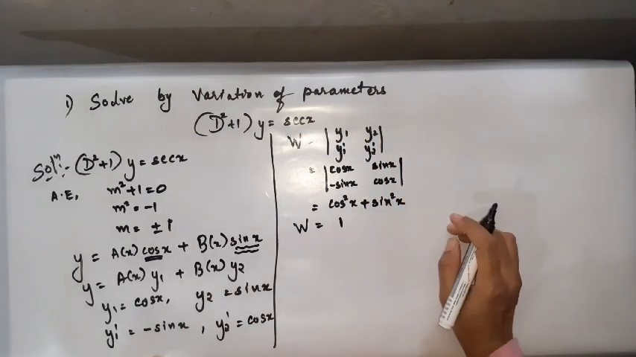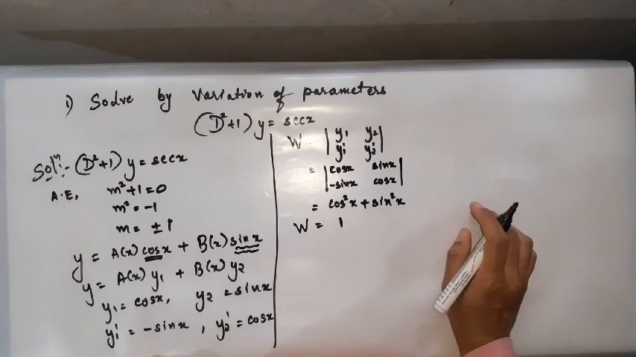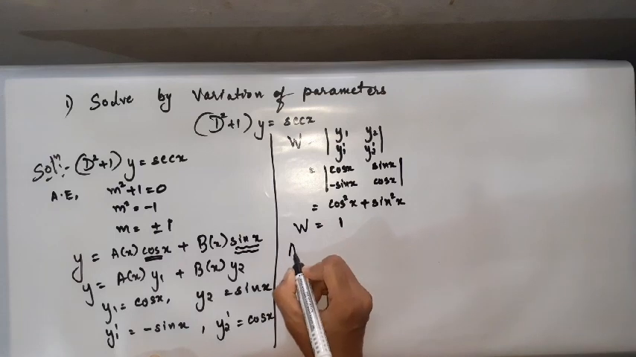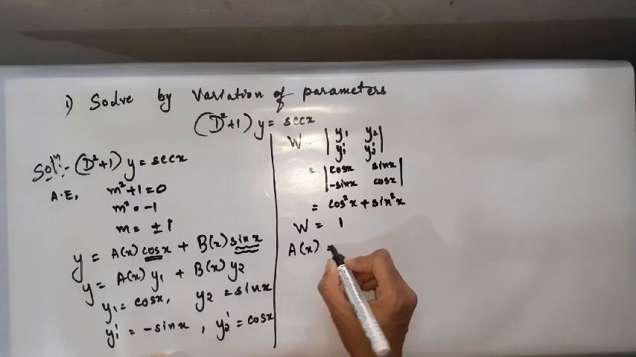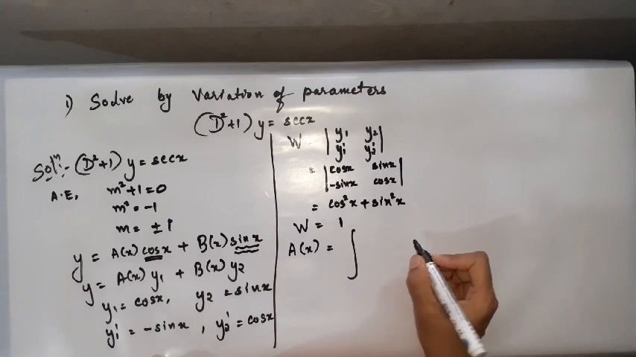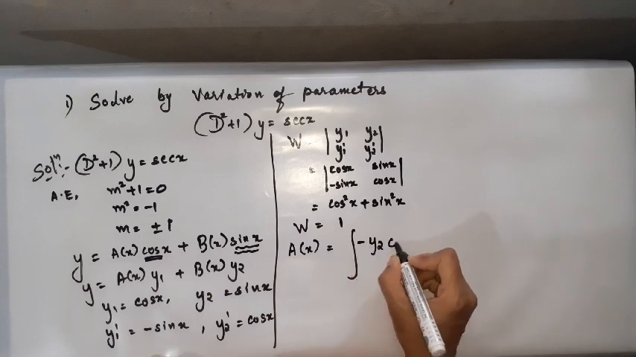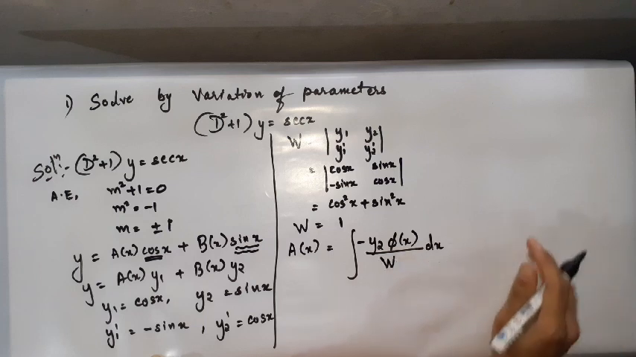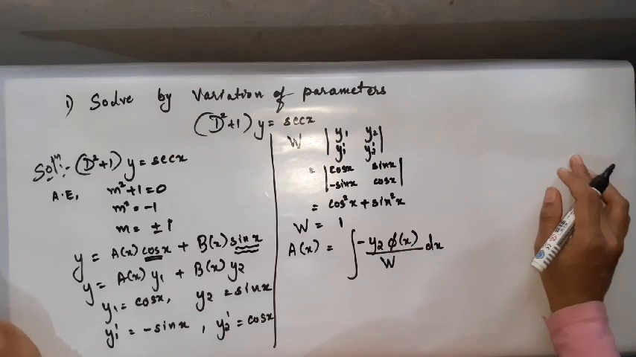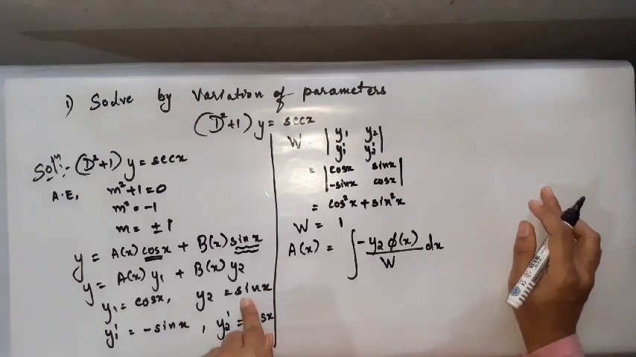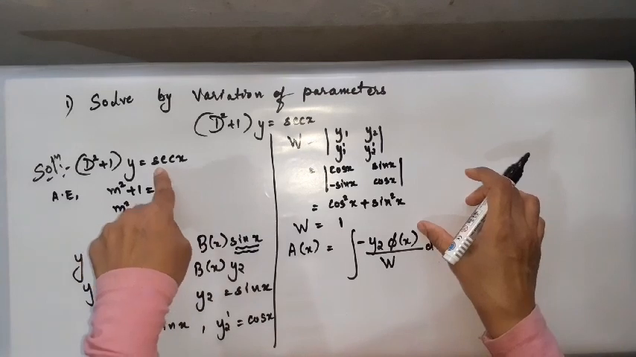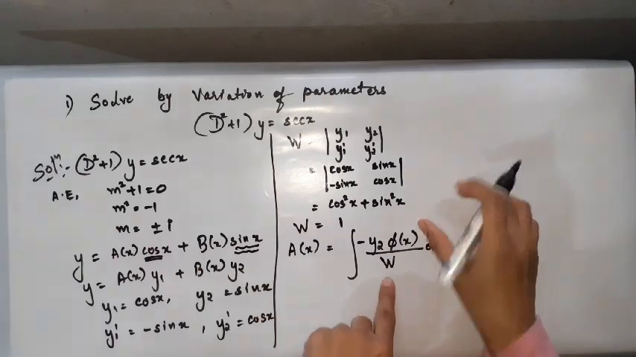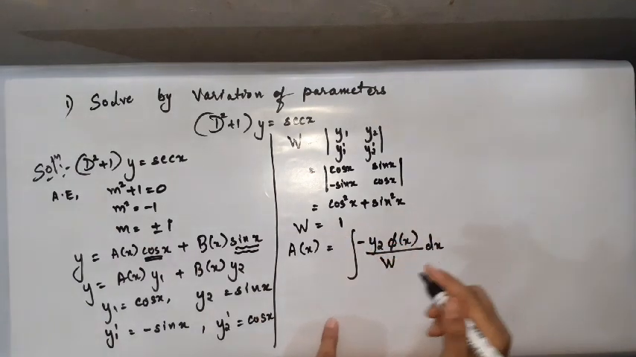Once we are done up till here, we work for the values of the arbitrary functions a and b. So, a of x is evaluated with the formula, which was given already in my previous session. The formula was a of x equals minus integral of y2 phi of x divided by W dx. Now, what is y2? y2 is here. What is phi of x? Phi of x is nothing but the right hand side of the given equation. What is the right hand side? It is secant x. And what is W? W is 1. Okay, let us substitute.